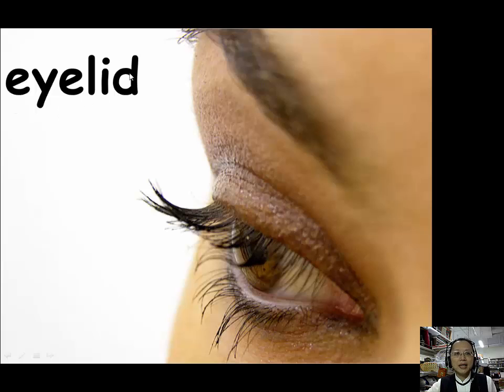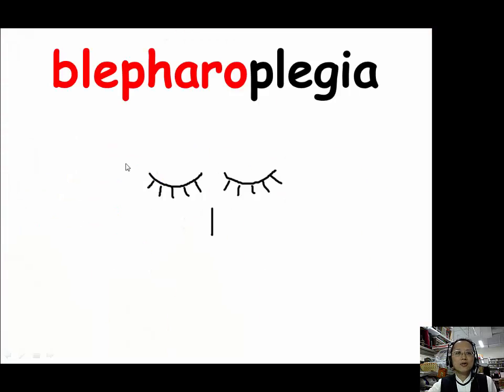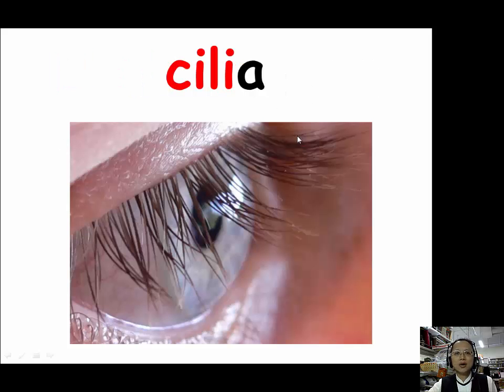When we talk about the eyelid, we use two prefixes, B-L-E-P-H-A-R and C-I-L-I. Our example for B-L-E-P-H-A-R is blepharoplegia. Blepharoplegia is the paralysis of an eyelid or both muscles of the eyelid, which will make it hard for us to open our eyes. That's blepharoplegia. And our example for CIL or CILI is cilia.